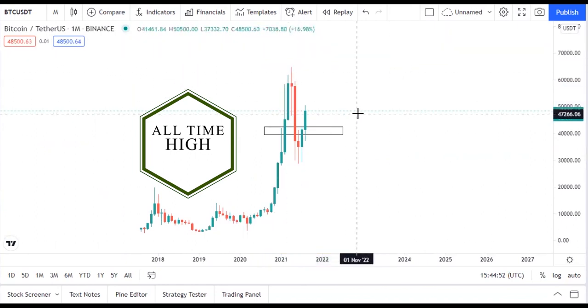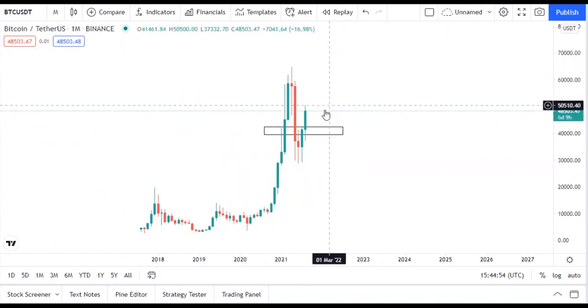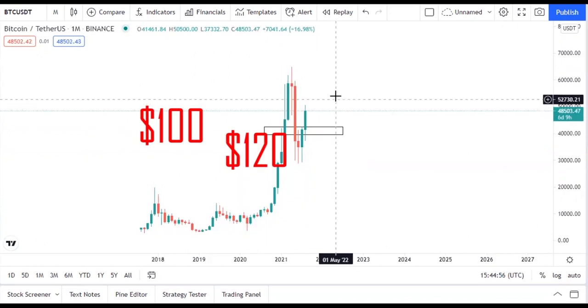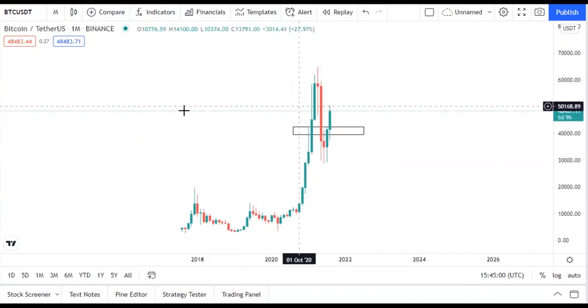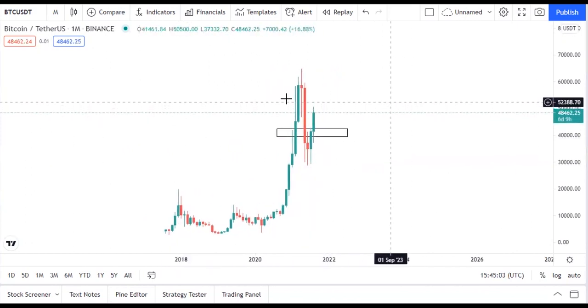I know a lot of people were saying Bitcoin to $100K, Bitcoin to 120, Bitcoin to 250 before the end of the year. But let's see what will actually make that happen and what might not make that happen. And let's go down to the weekly time frame.